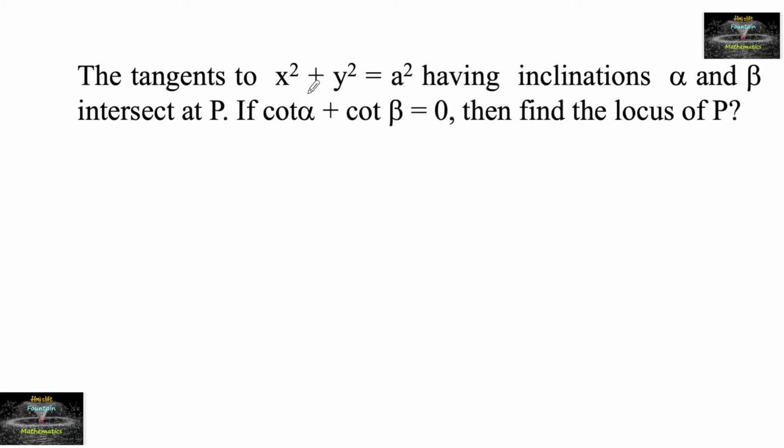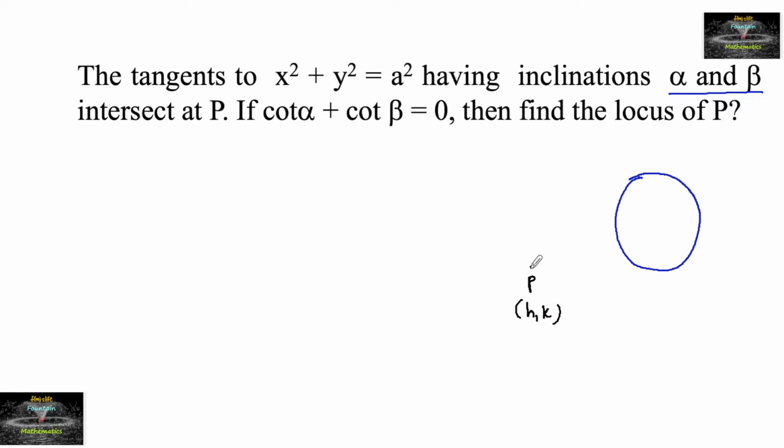The tangents to the circle x² + y² = a², having inclinations alpha and beta, intersect at point P. If cot alpha + cot beta = 0, then find the locus of P. So there is a point P. Let us consider point P to be (h, k).